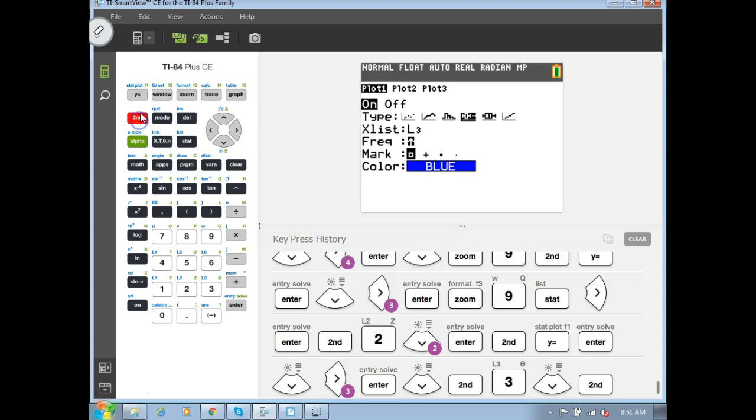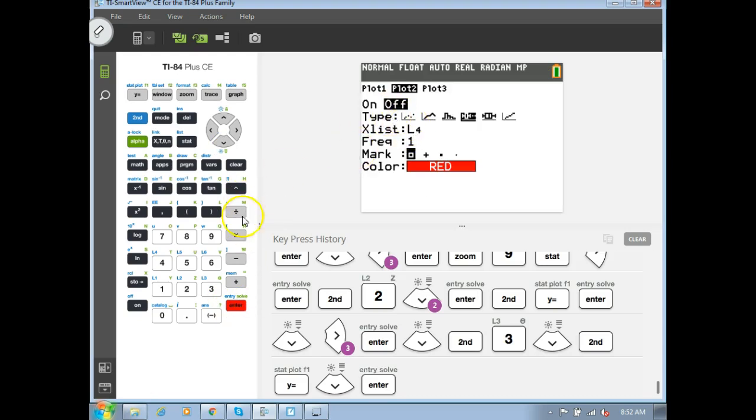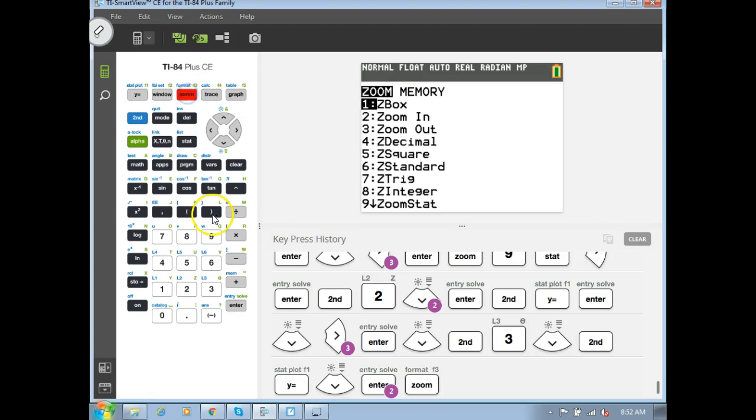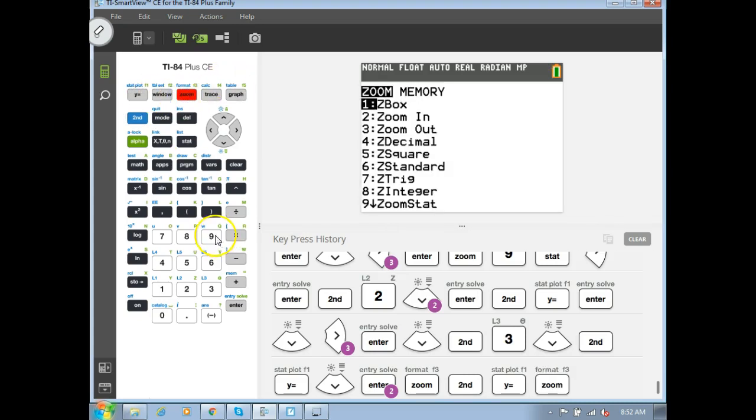And then we're also going to plot the more recent data. Make sure it's on, and it's in list 4. Modified box and whisker plot, and it's going to be colored in red. Now, when I hit zoom stat, hold on a minute. Sometimes I have extra plots turned on, so I always check that. Now I'm going to hit zoom stat.